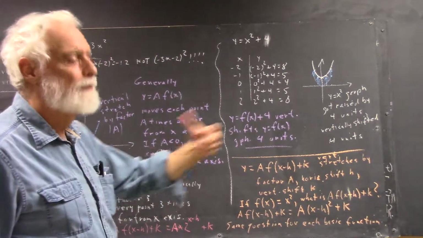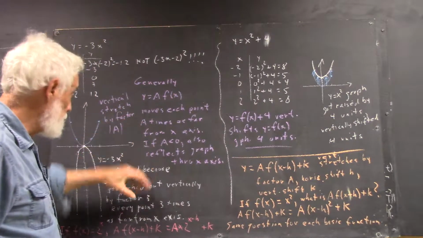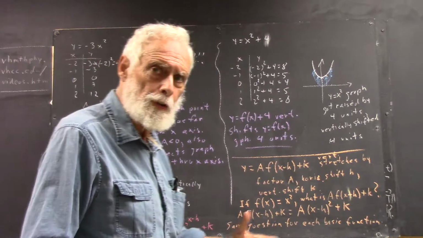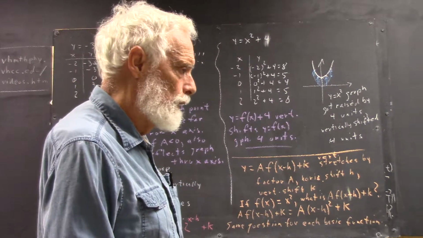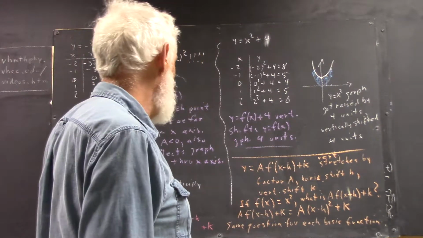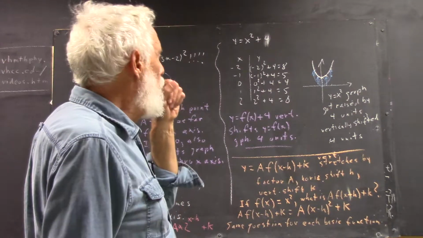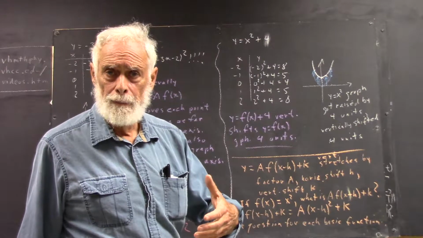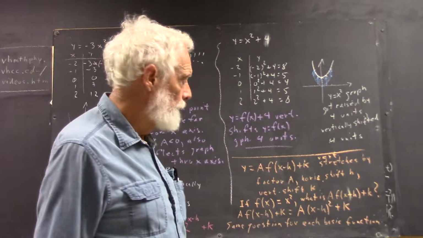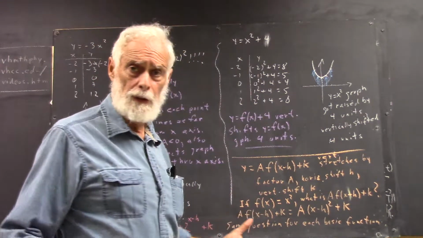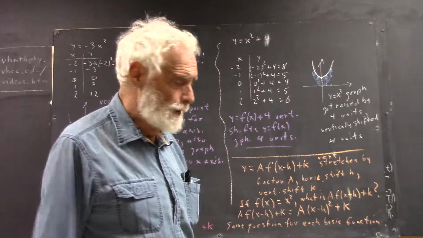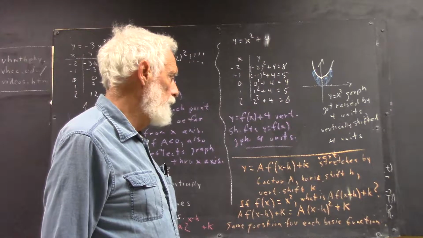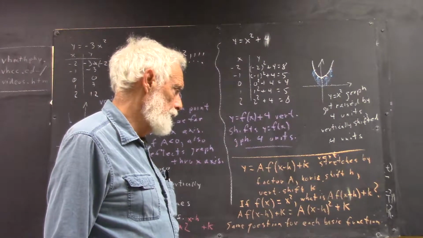Now, your book talks about another type, reflections, but we see how that works because of the negative sign. And then it also has horizontal compressions that I don't want to talk about right now because they're not important. They're not necessary for any of the graphs that we've talked about so far. So I'm not going to introduce horizontal compression right now. When we need it, we'll introduce it. But you really don't need it until you start getting into your exponential and sine and cosine functions.